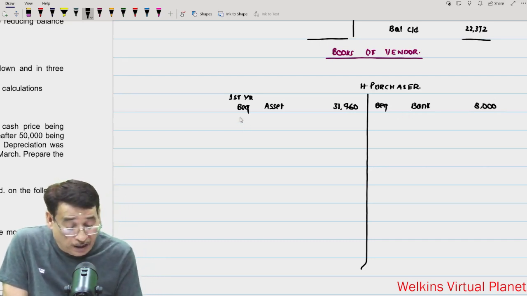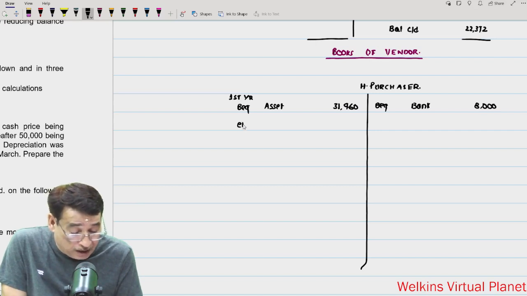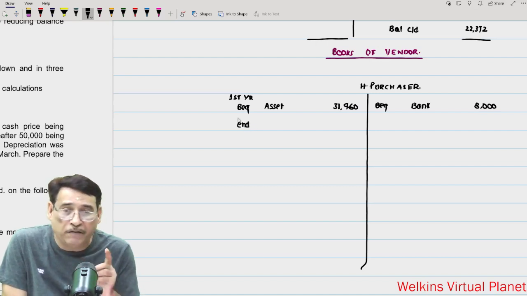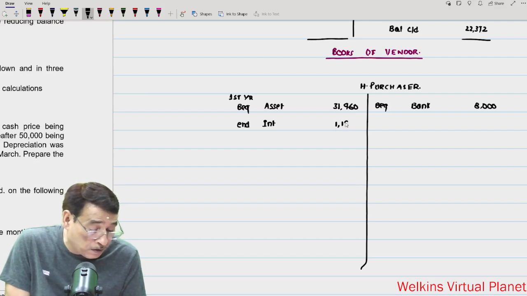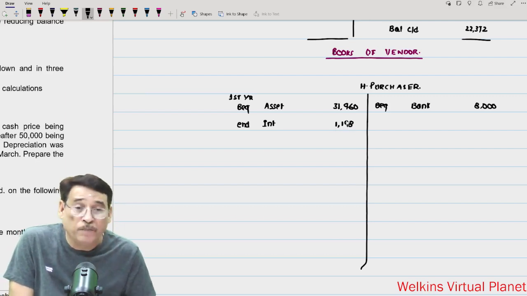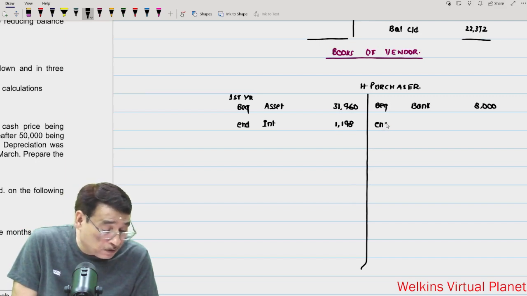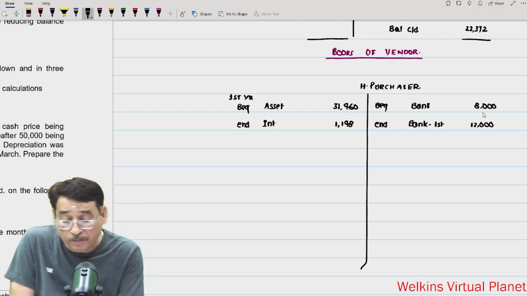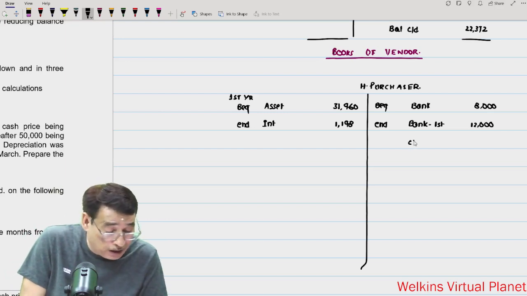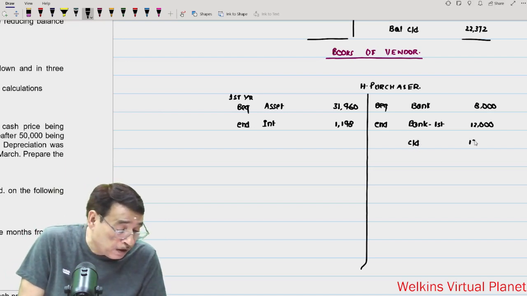Now when you will reach the end of the year, you are going to pass the entry for interest due. Entry will be hire purchaser account debit to interest account. We computed interest, that is 1,198. Then we are going to receive the first installment by bank. This is our first installment. The first installment is equal to 12,000. Is it clear? Now, balance carried down, we shall write 13,158.